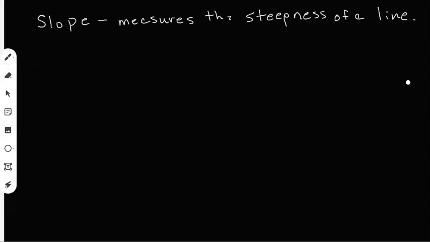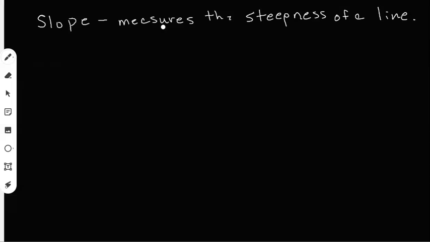Okay, so every single line is going to have a slope to it, except for vertical lines. Those have no slope whatsoever. But even horizontal lines, those have slope, even though it has a slope of 0. So let's talk a little bit more about this definition.